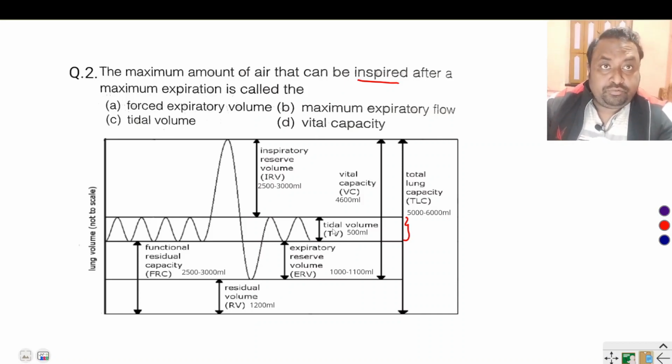But if we forcefully expire, then 1000 to 1100 ml of air is expired from our lungs. This is called expiratory reserve volume. If we forcefully inspire, this is called inspiratory reserve volume. 2500 to 3000 ml more air we can take. And vital capacity means the inspiratory reserve volume, tidal volume, and expiratory reserve volume.